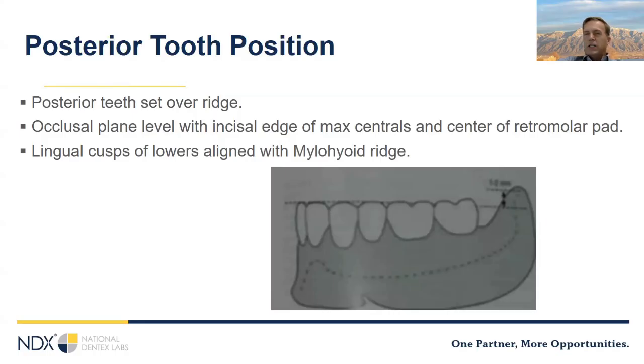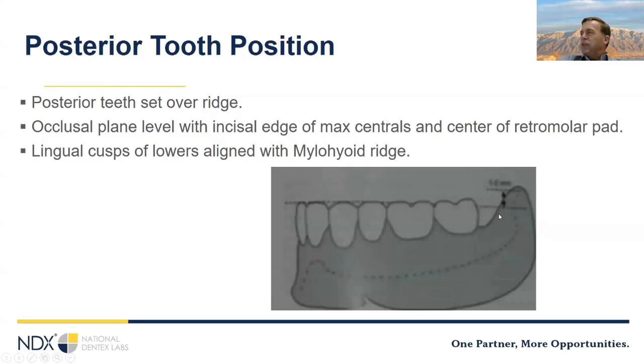So we also want to watch out for tongue space. When we set our linguals, we set our mandibular posteriors, we don't want them lingual to the mylohyoid ridge. And then we don't want to start coming up the mylohyoid ridge with that second molar.